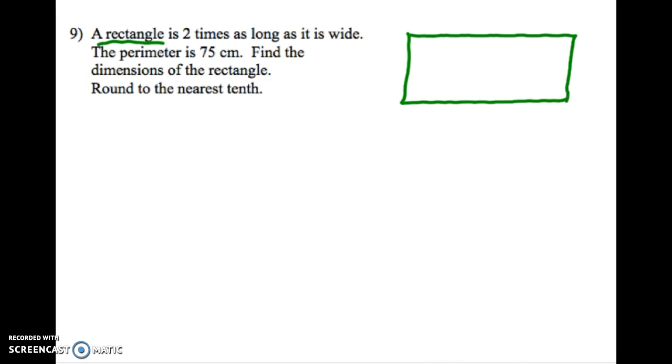In this case, we don't know the length or the width. So let's pick a variable for the width. I'm going to go easy. I'm going to pick x. At this point, we take a look at it, and it says it is 2 times as long as it is wide. Twice as long, 2 times as long means we're multiplying by 2. So if the width is x, the length has got to be 2 times that, or 2x.